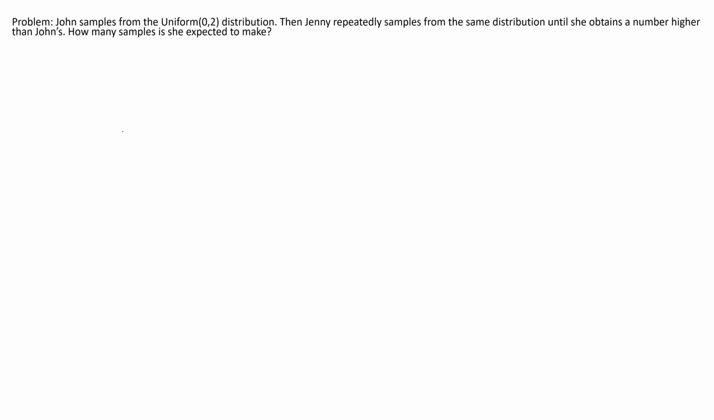Now, coming back to this particular problem, this is a probability problem that I'm going to solve today. So let's look at the problem first. John samples from the uniform 0 to 2 distribution, and then Jenny repeatedly samples from the same distribution until she obtains a number higher than John's. So the question is, how many samples is she expected to make?